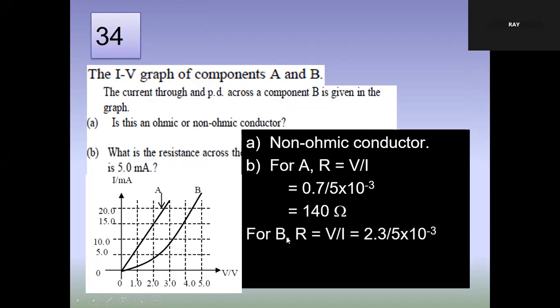Component B, 5 milliampere. This one is about 2.2, 2.3, divided by 5 milliampere. Okay?